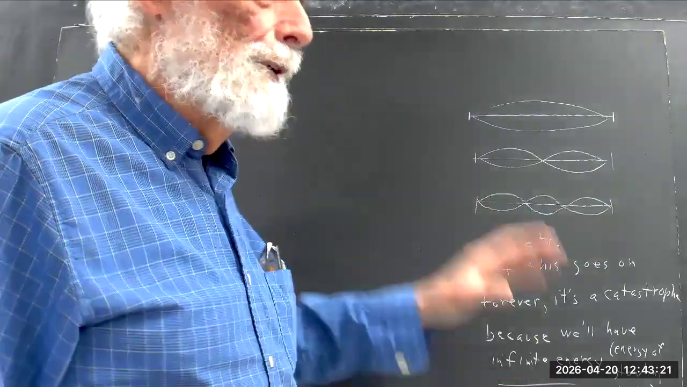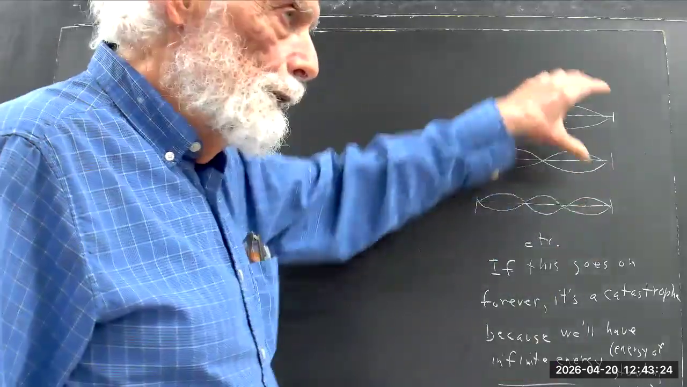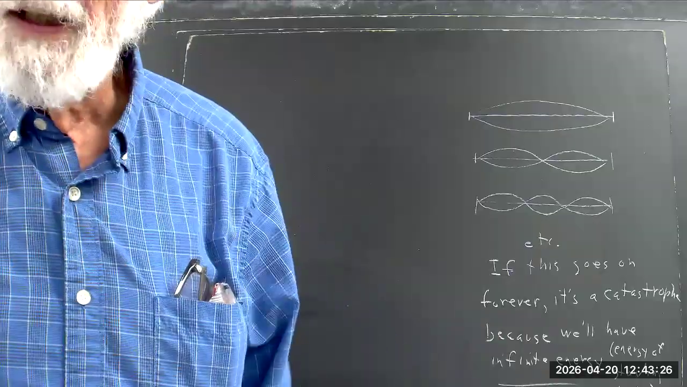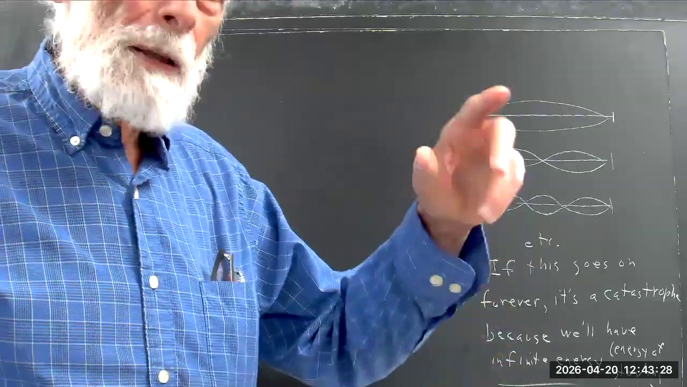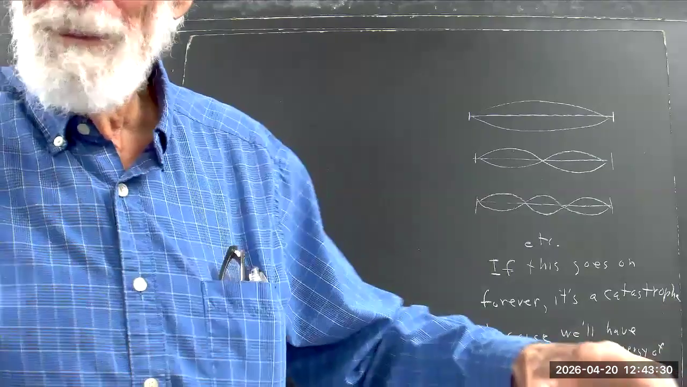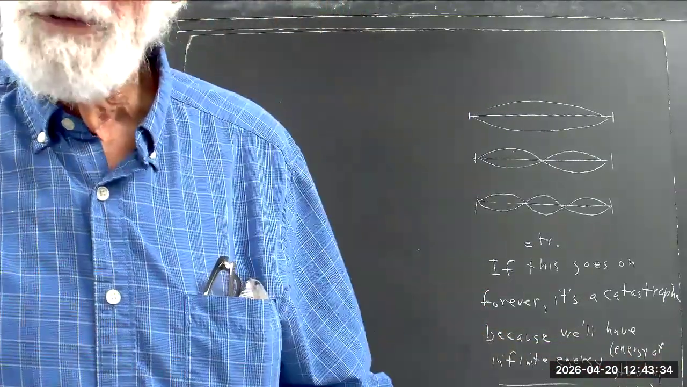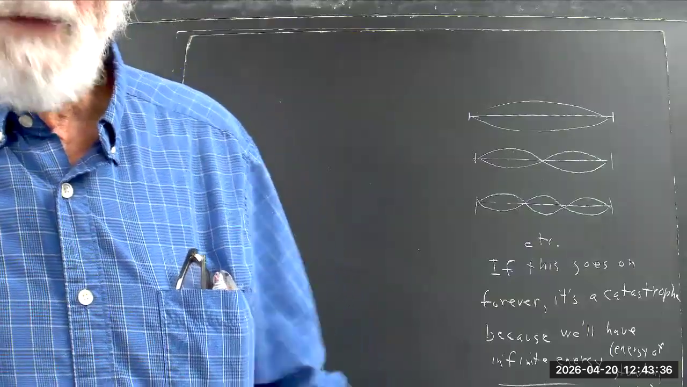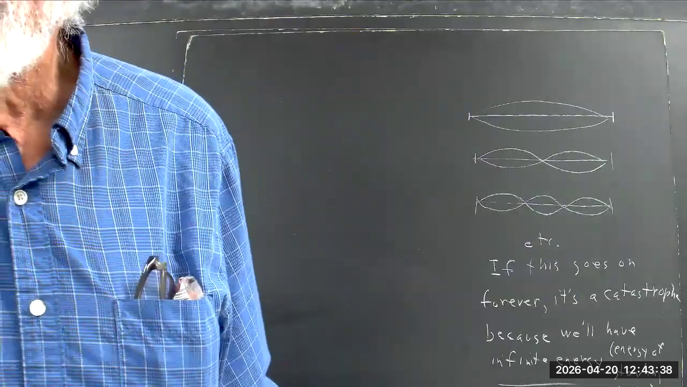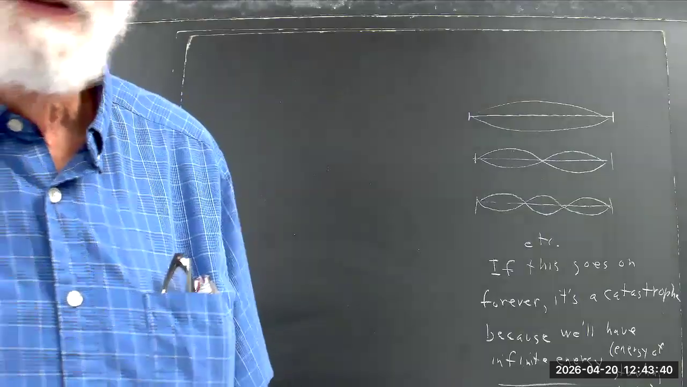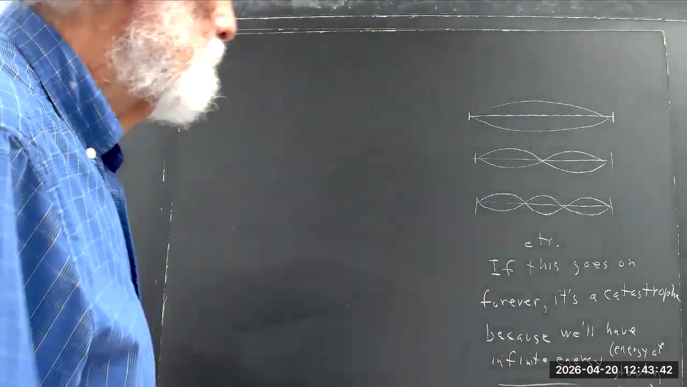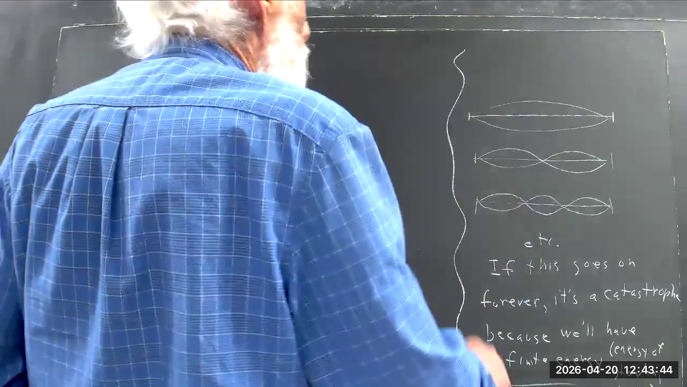To get greater frequencies for a given string, you're going to have to wiggle it faster, which means that simple harmonic motion is going to have more and more energy as we go down the list. And just add up all the simple harmonic motions of all the points of a standing wave. So it's something you probably want to review.